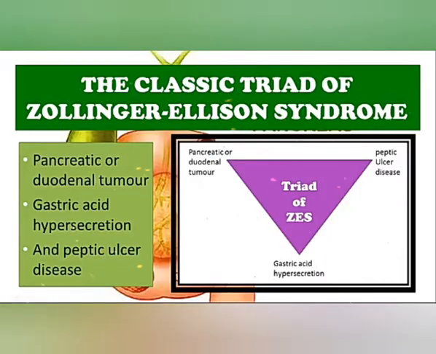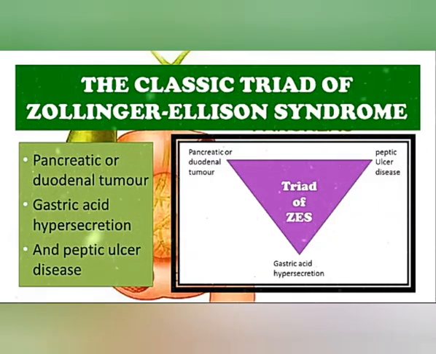The classical triad of Zollinger-Ellison syndrome. So as we mentioned in the slide before, we have that pancreatic or duodenal tumor, and that leads to gastric acid hypersecretion. Because these tumors produce that gastrin, which promotes the stomach to produce a lot of acid, so we have that gastric acid hypersecretion.